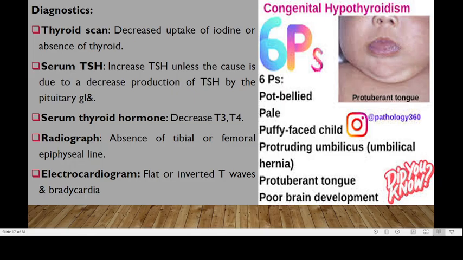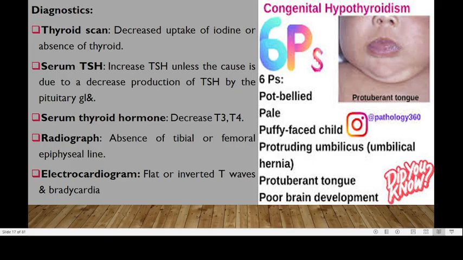So you have to treat it within 3 months. In terms of diagnostics, we have the thyroid scan, which shows decreased uptake of iodine or absence of thyroid. Serum TSH, thyroid stimulating hormone, will show that there is increased TSH unless the cause is due to a decreased production of TSH by the pituitary gland.